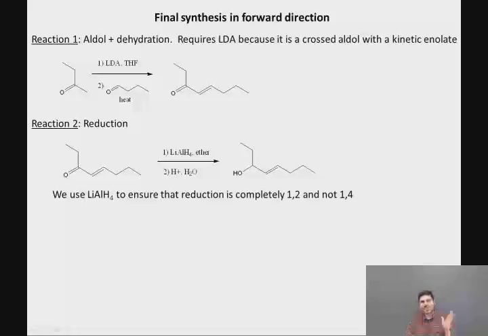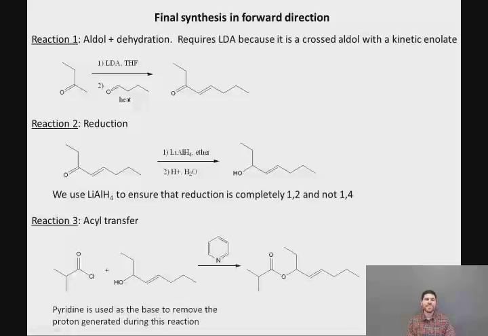Okay, so we've reduced our ketone to our secondary alcohol, and now the final step is the acyl transfer reaction, where we take the alcohol, use it as a nucleophile, and add our 4-carbon acid chloride, put that together to give the ester product. And I am using pyridine as both the solvent and the base in this reaction because that can serve to remove the proton that is generated during the reaction. The OH hydrogen has to come off, and then we don't want to generate the strong acid HCl in the course of this reaction.